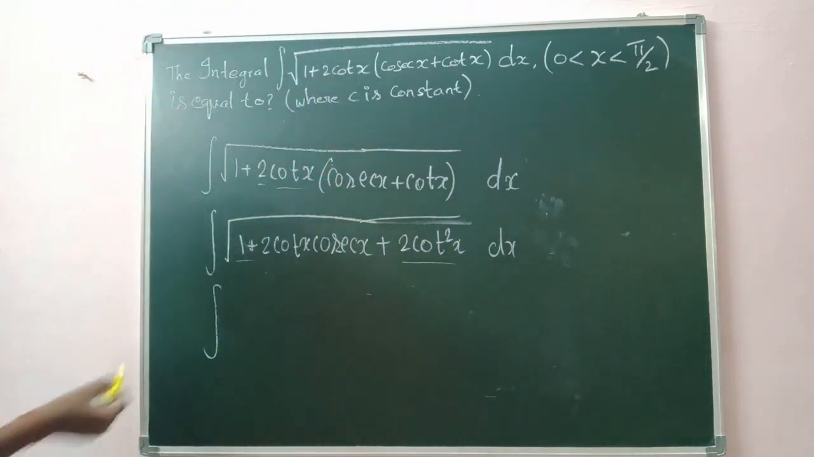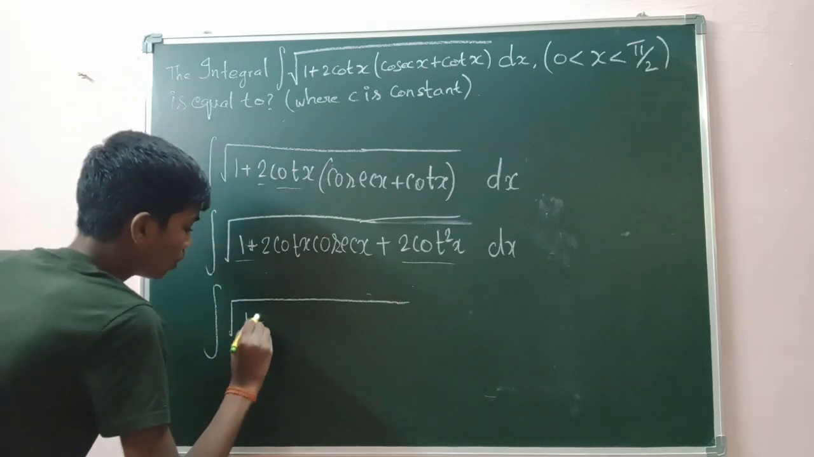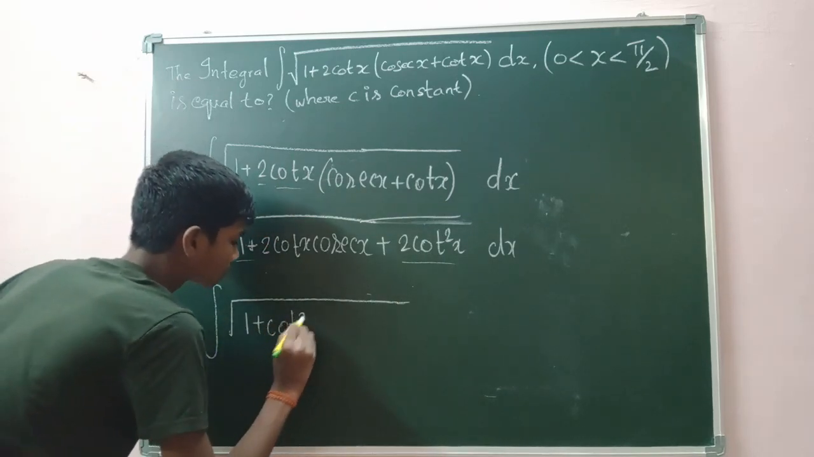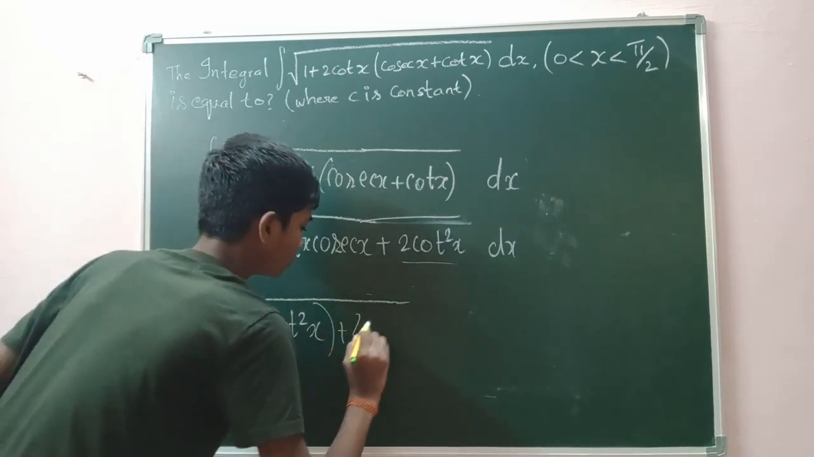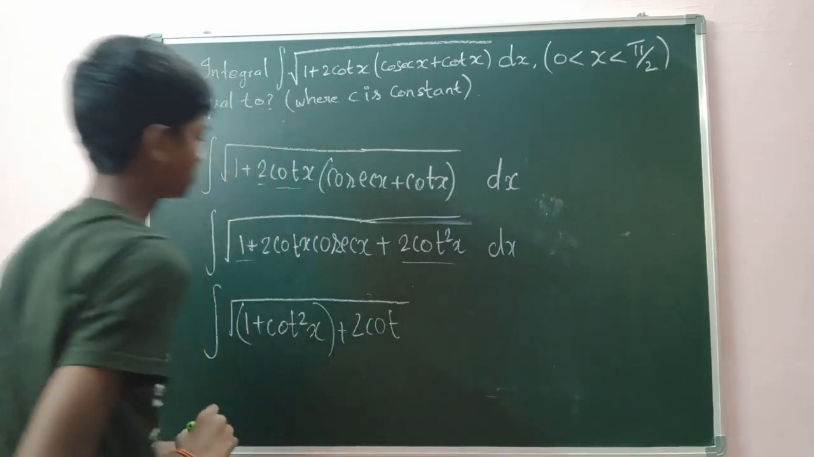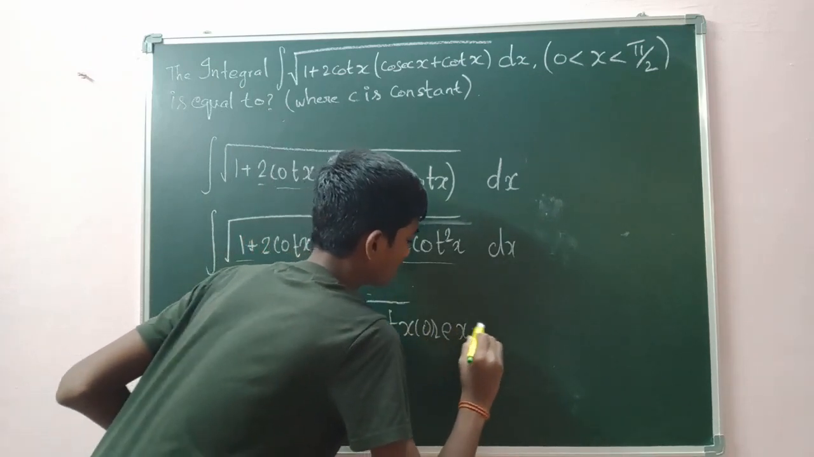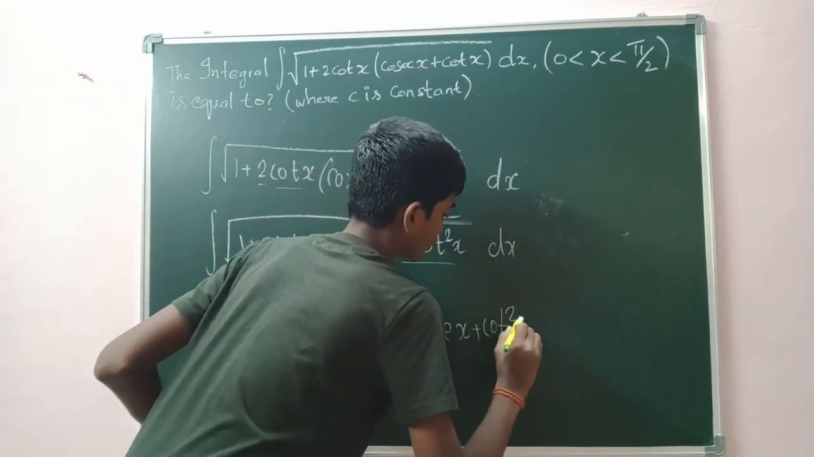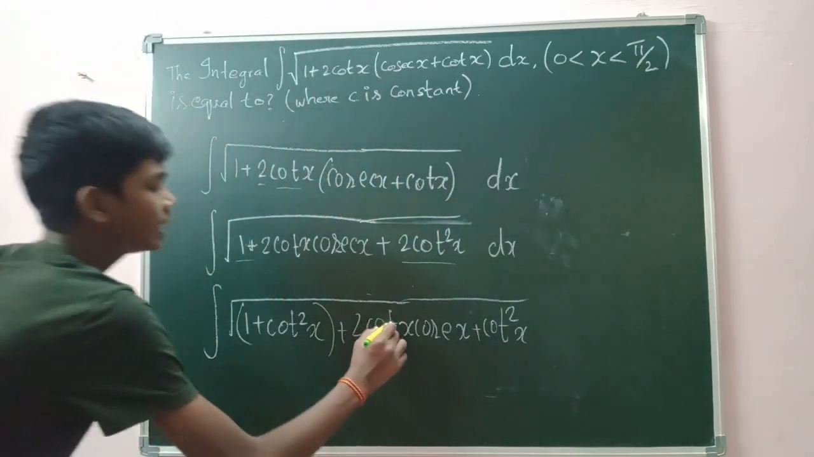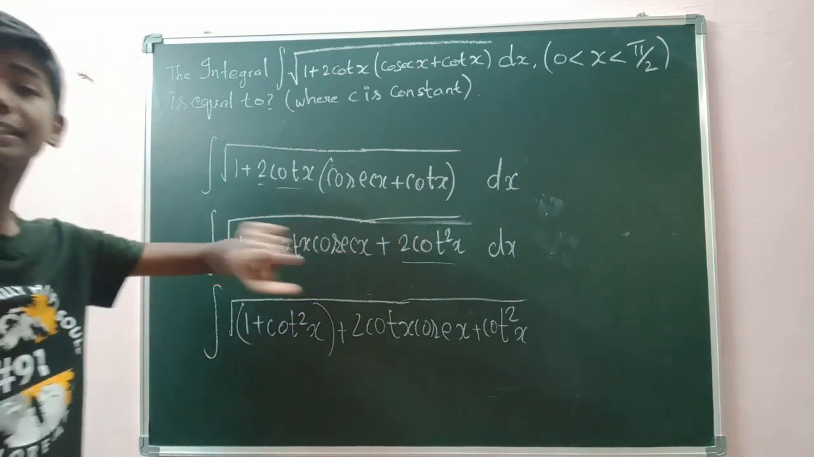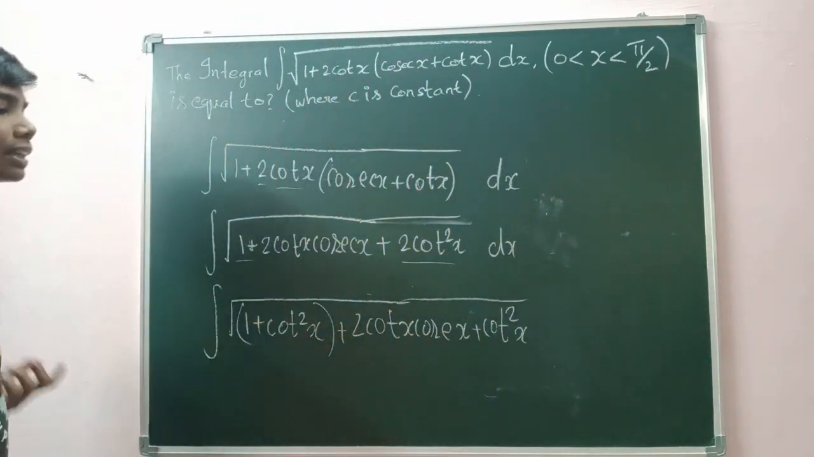So now I can write this as 1 plus cot square x, correct or not? Then I will put a bracket here, then plus 2 cot x cosecant x plus cot square x, correct or not? This is what you will get when I write your 2 cot square x as cot square x plus cot square x, such that your 1 plus cot square x is what?